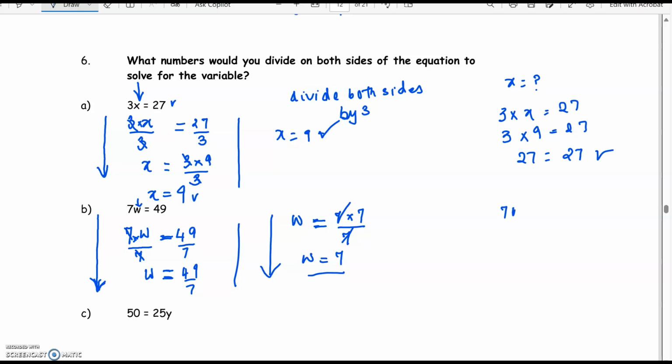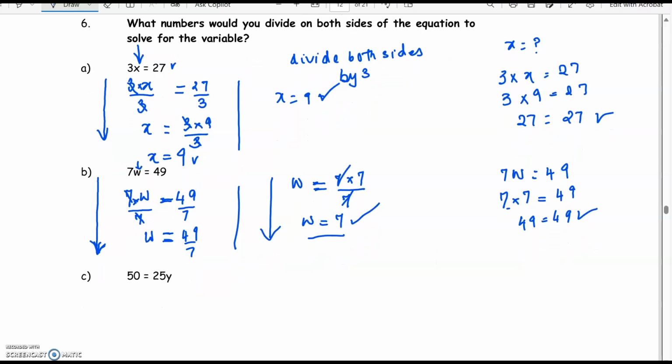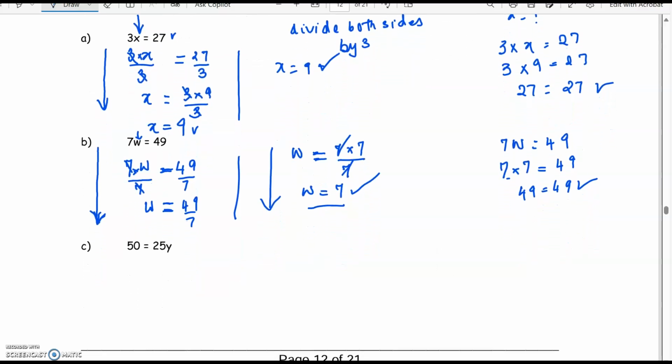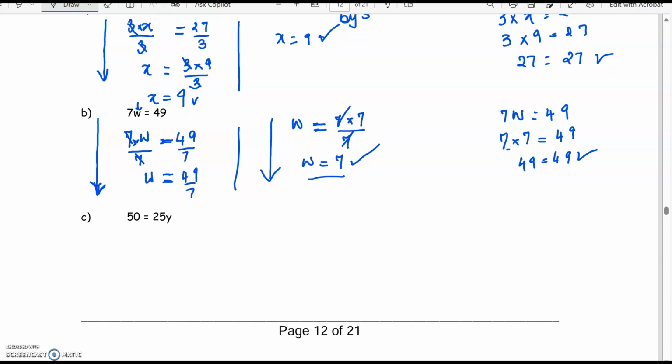So let's write down the original equation. 7w equals 49. If the answer w equals 7 is correct, when you plug it in, you have to get a valid equation. So 7 times 7 is 49. 49 equals 49. It's valid. So that tells us that our answer is correct. You always can check if the answer is correct by plugging it back into the original equation.